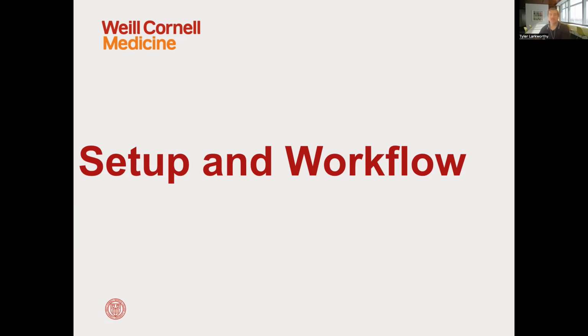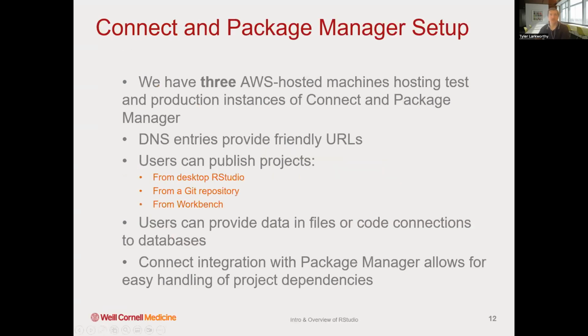So now we're going to get into a bit more of the details of the setup of this software and the workflows we are trying to put in place. For our current setup of Connect and Package Manager, we have 3 AWS hosted machines hosting test and production instances of Connect and Package Manager. We have DNS entries that provide friendly URLs. These will likely be announced when we actually go live with these services.